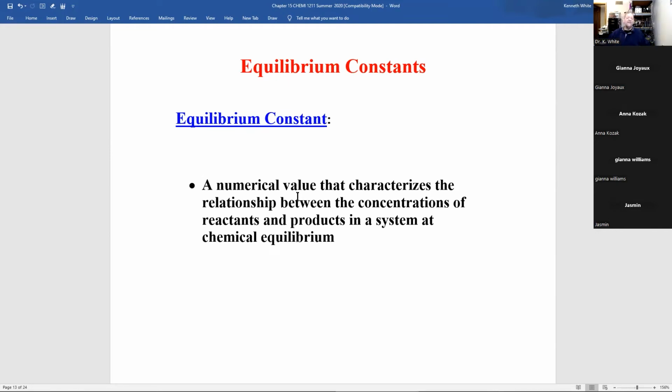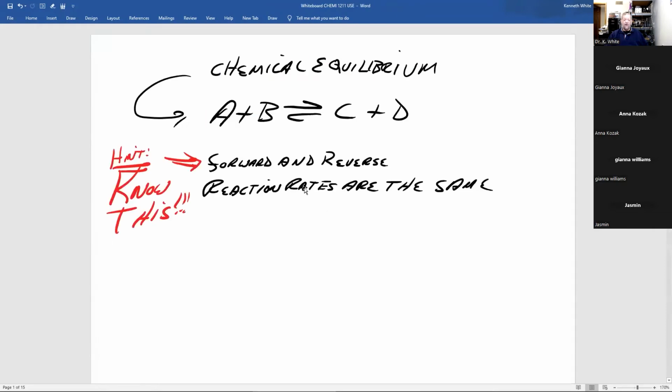So once again, and I'll never ask on a test, an important concept in chemical equilibrium is the equilibrium constant. That's the numerical value that characterizes the relationship between concentrations, molarity, of reactants and products in a system that's at chemical equilibrium. And when you're at chemical equilibrium, the forward and reverse reaction rates are the same.